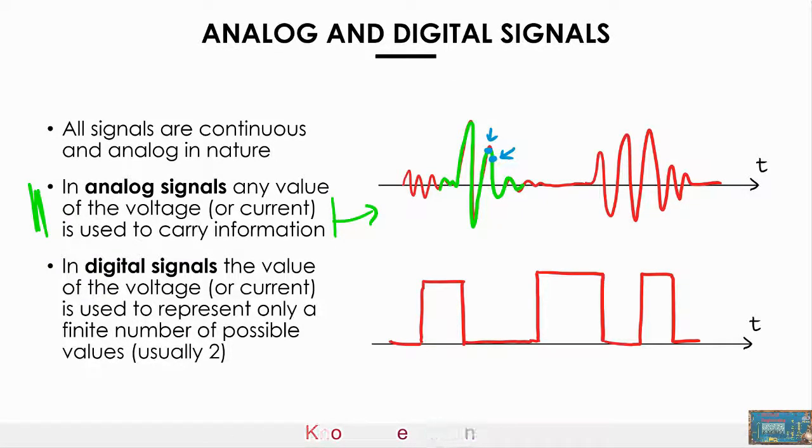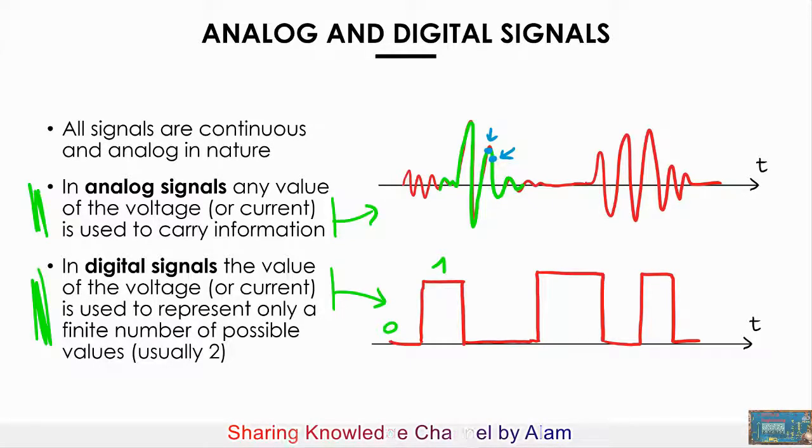In digital signals, on the contrary, the value of the voltage or the current is used to represent only a finite number of possible values, usually only two. Let me give you an example. This looks like a classic digital signal. The voltage moves rapidly between two possible values, up and down, up and down. The two possible values of the voltage are either called high and low, for high voltage and low voltage, or most of the time they're just called 1 and 0. So in this case we have a 0 at the beginning, then it becomes a 1, 0, 1, 0, 1, and 0.